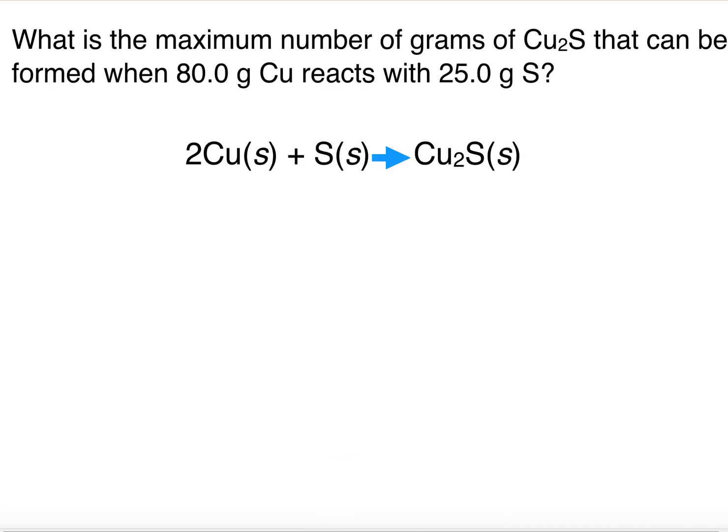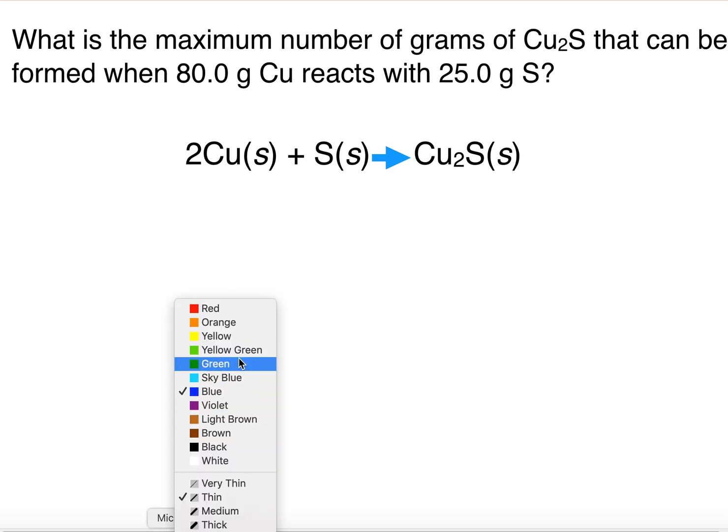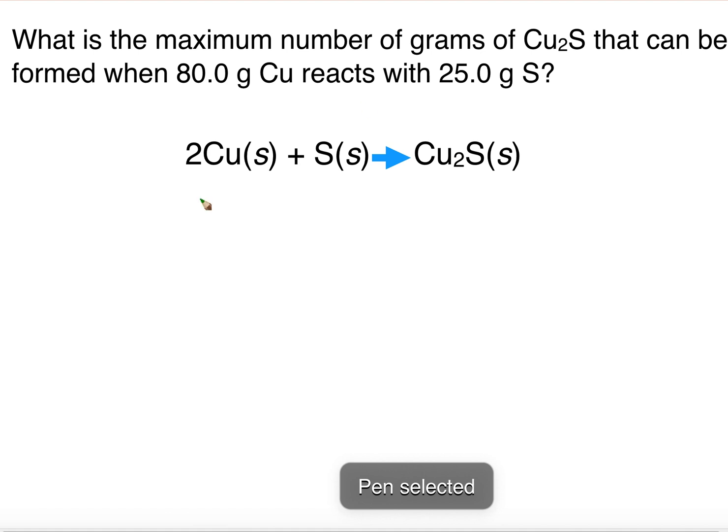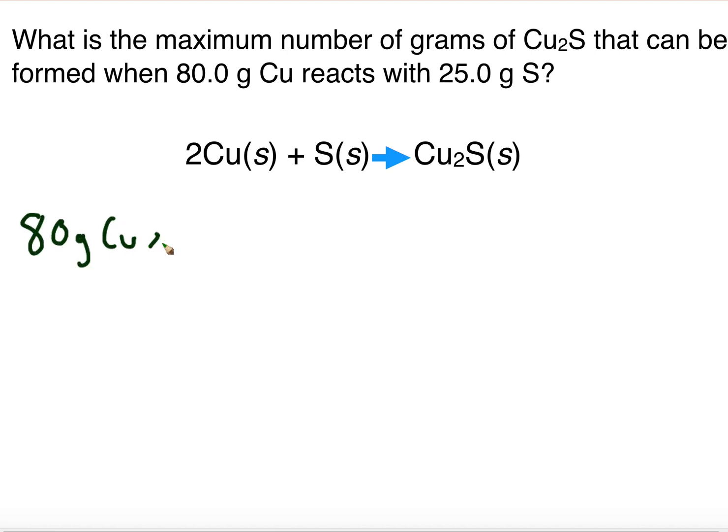Okay, so it says, what is the maximum number of grams of Cu2S that can be formed when 80 grams of Cu reacts with 25 grams of S? We already figured out what our limiting reagent was from the last problem. So I'm going to start with 80 grams of Cu times 1 mole of Cu. I'm not going to do both problems. We don't need to do that. We already know what our limiting reagent is.